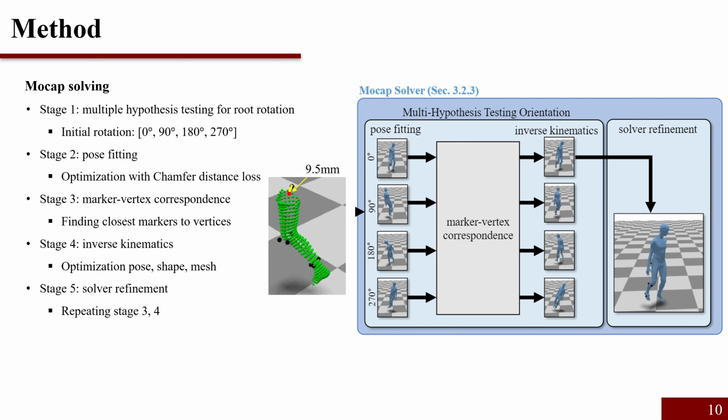Stage 4 is inverse kinematics. In stage 4, pose, shape, and mesh are optimized to achieve a distance of 9.5 mm between the vertices and markers. And stage 5 is solver refinement. In stage 5, stages 3 and 4 are repeated.